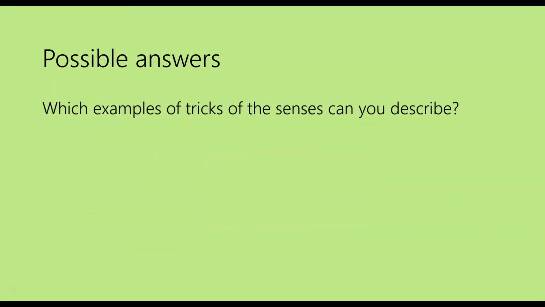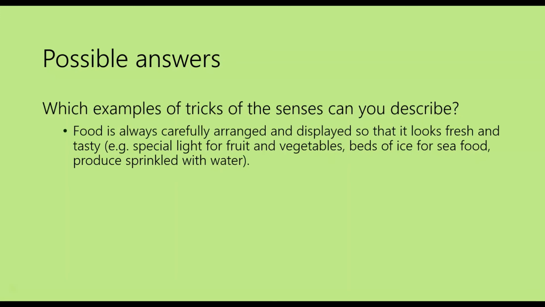Which examples of tricks of the senses can you describe? Well, the one we saw in the video had to do with the food. Food is always carefully arranged and displayed so that it looks fresh and tasty. They use special light for fruit and vegetables. They use beds of ice for seafood. They sprinkle produce with water, and so on.